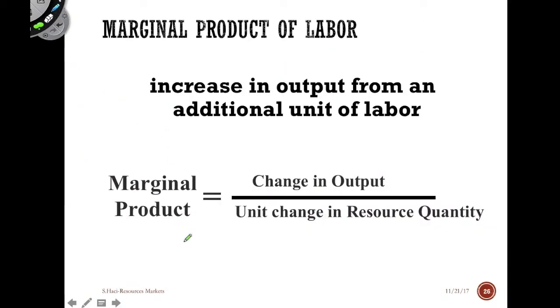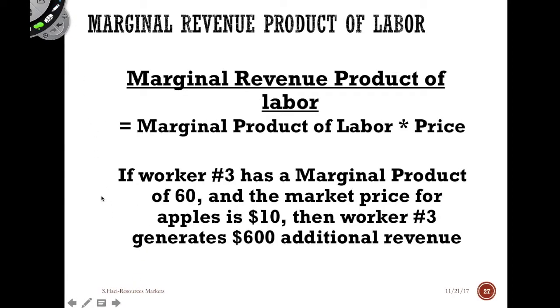A few formulas to refresh your memory on these. Marginal product is always the change. So here, change in output, change in production divided by change in the quantity of resource. So change in output divided by the change in the number of workers in this case. Marginal revenue product of labor is the marginal product of labor times the price of the product, how much it could be sold for on the market.